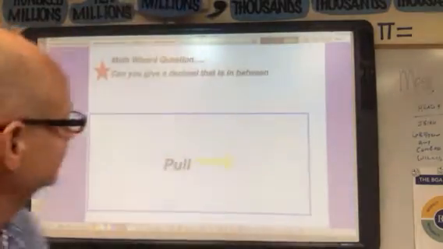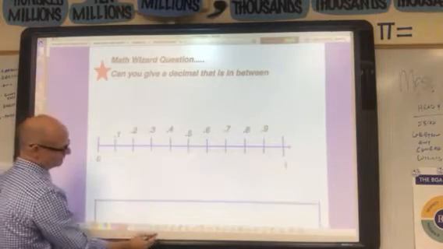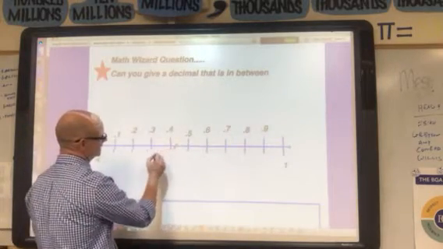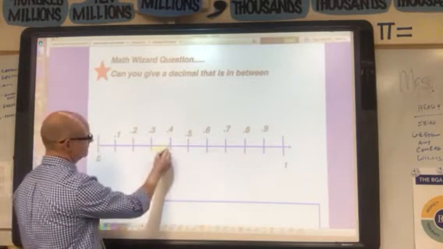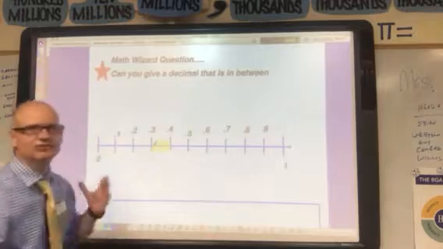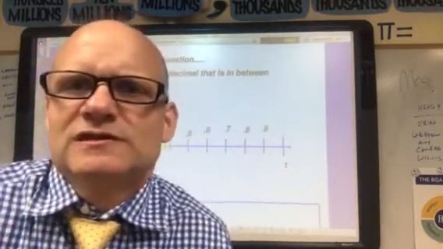So the question is this. Can you give me a decimal that's found in between 3/10 and 4/10? Give me a decimal, any decimal that's in between 3/10 and 4/10.